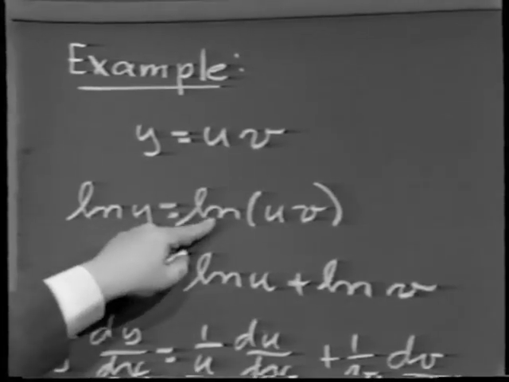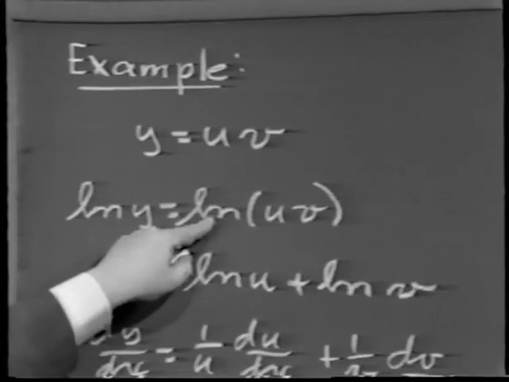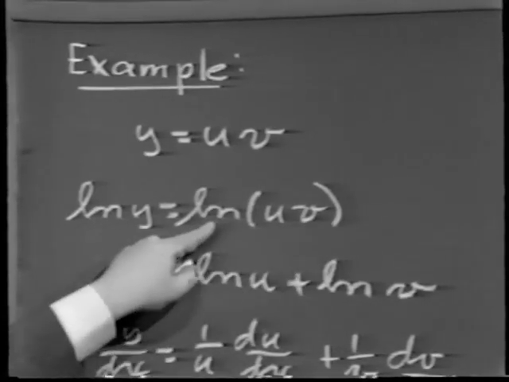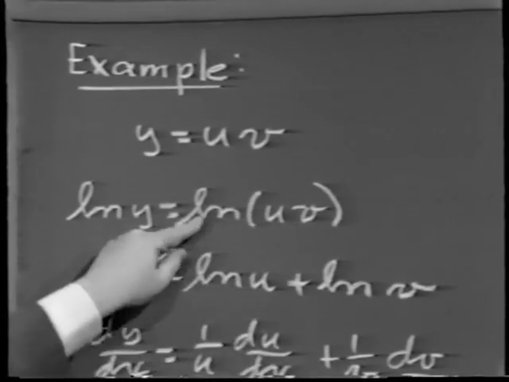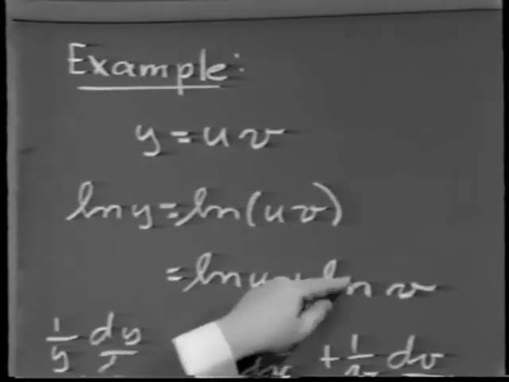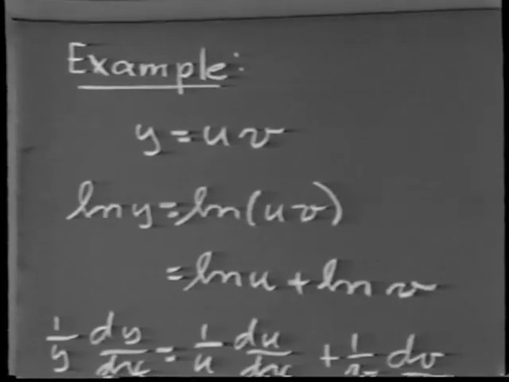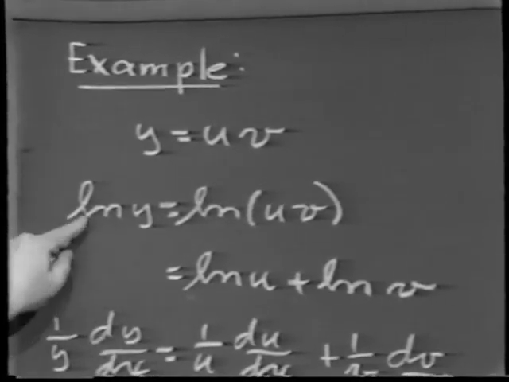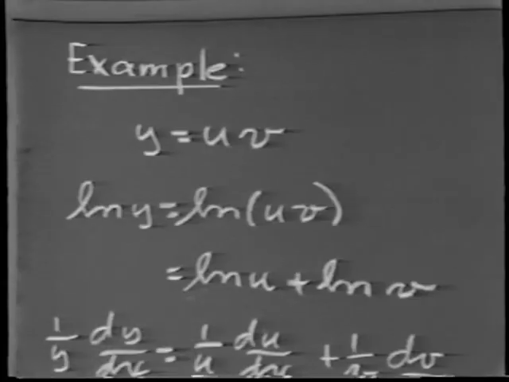Now, what is the property that the natural log function has? I deliberately chose it to be that member of the L family that was logarithmic. The natural log of u times v is natural log u plus natural log v. Now, can I differentiate this implicitly with respect to x?